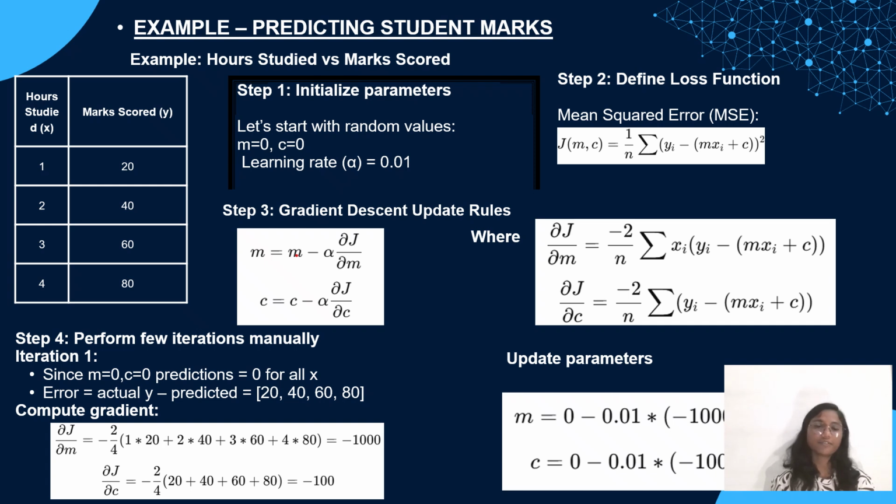Now step 4, perform a few iterations. In iteration 1, since at the start we take the value of m and c equal to 0, the prediction is equal to 0 for all the x. Now the error, y minus predicted value, is equal to 20, 40, 60 and 80. Then we calculate the gradient and then we update the parameters. These are all the steps of the gradient.